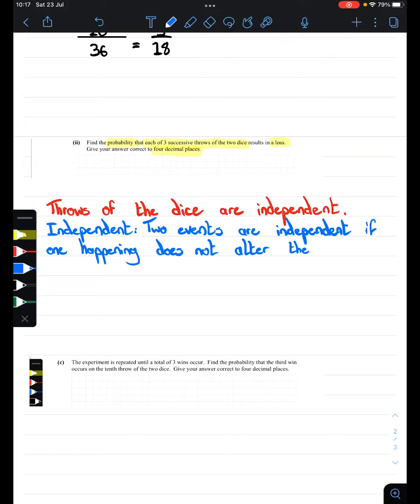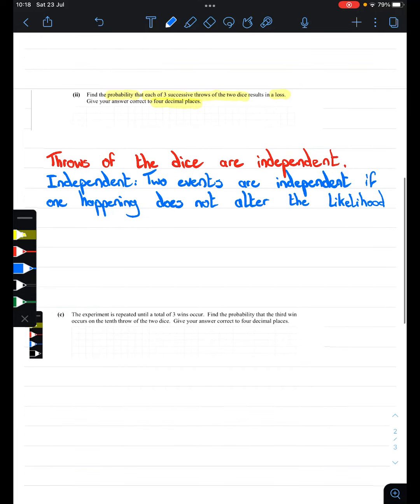So for example, if you throw a coin and it lands on heads, and you throw a second coin, the chance that it lands on heads, if it's a fair coin, is still 50-50. It doesn't matter what the result of the first coin was, because when you throw a coin, your results are independent of the second happening. And it's the same with throwing a dice, or in this case, throwing 2 dice and adding the scores.